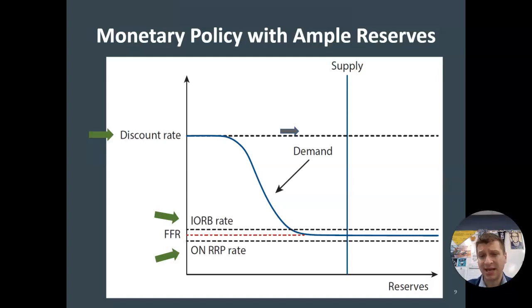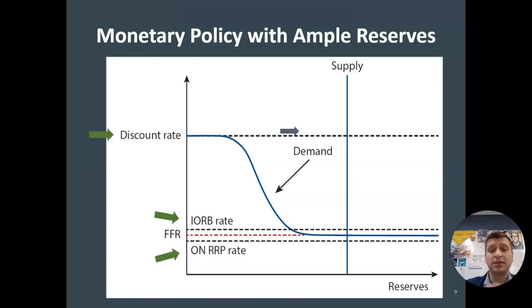Now, for the AP test, the IORB rate and the ON RRP rate, you don't have to worry about. We'll discuss them later in this video for your future self and general understanding, but for the AP test, you don't have to know about those two rates.